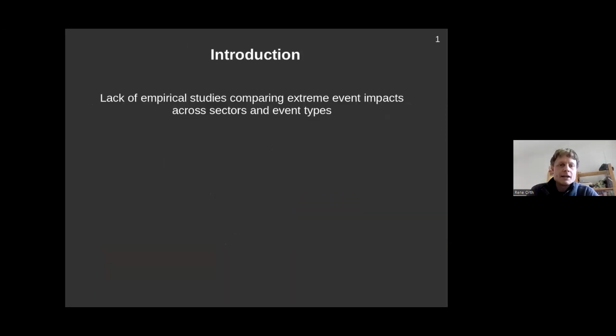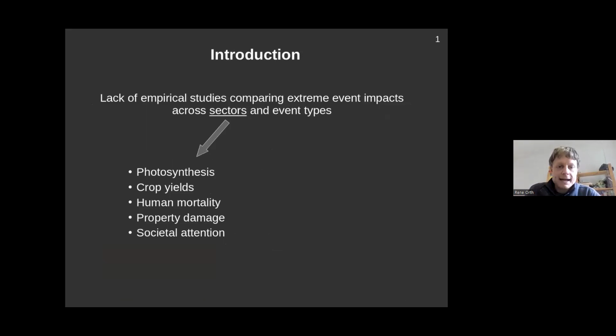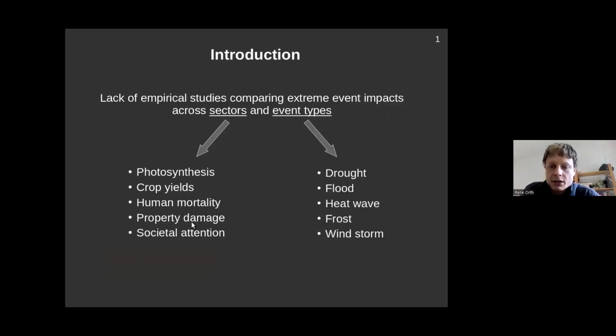impacts. The motivation for this was that we noticed a lack of empirical research looking at extreme event impacts across sectors and across event types, so in a multi-hazard, multi-sector fashion. So we did that looking at 5 different sectors. You can see biophysical sectors and socioeconomic sectors here. And 5 hazards, 5 weather extremes.